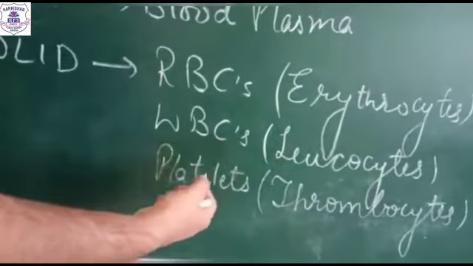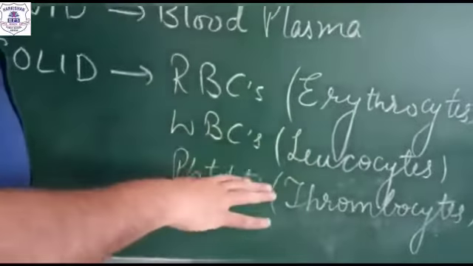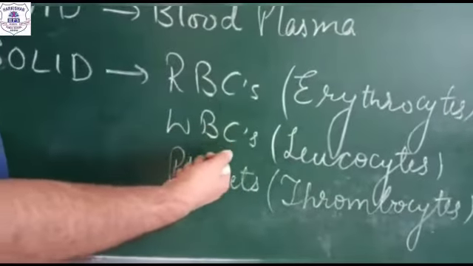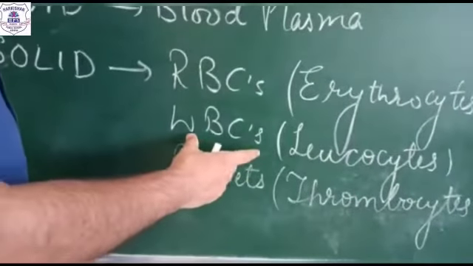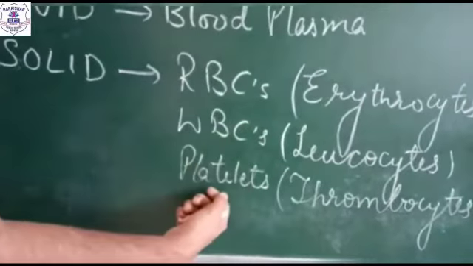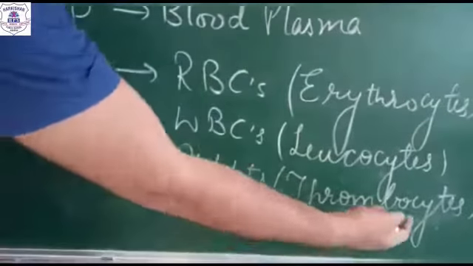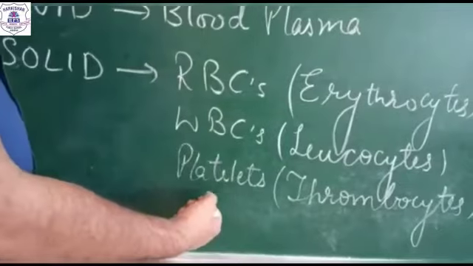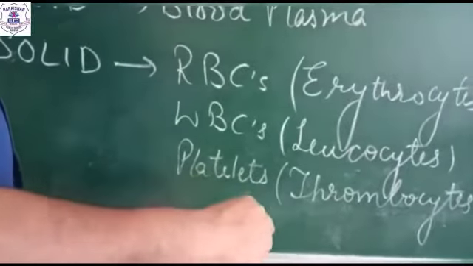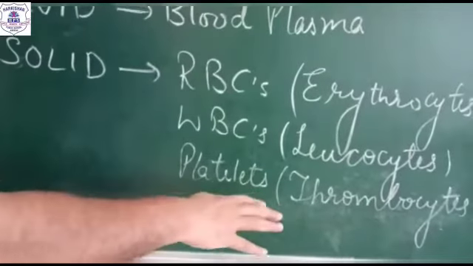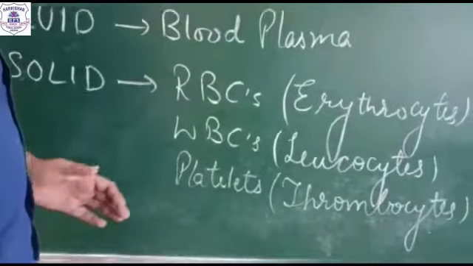These white blood cells act like soldiers. Means they fight with the germs that enter into the body and they release some antibodies that will fight with those germs and protect us from diseases. Next is the platelets. They are also called thrombocytes. These platelets help in the clotting of the blood. If you have a wound on your body, that wound will clot with the help of these cells, the platelets.